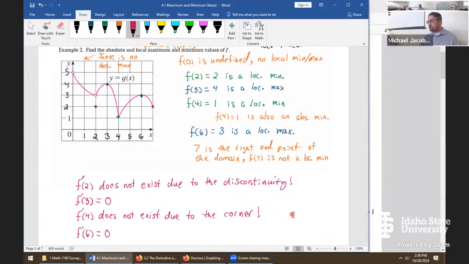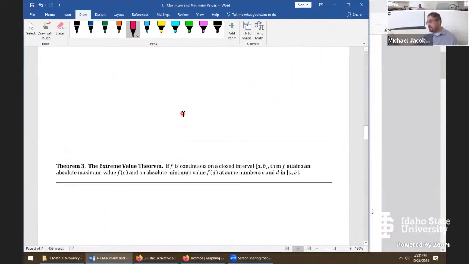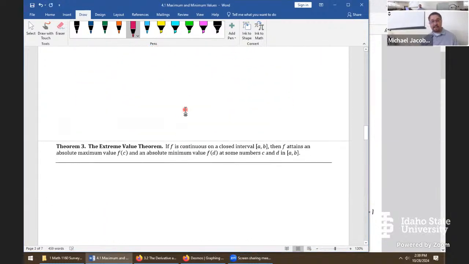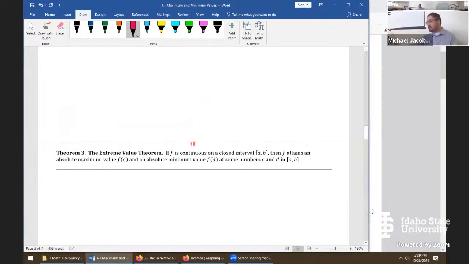Okay, so far we know lots of really weird things can happen to our graphs if we allow just any old graph to work for us. But this theorem says if we look for specific kinds of graphs where the function is continuous on a closed interval from a to b, then a lot of these weird issues we are seeing totally go away. So if we have continuity on a closed interval from a to b, then this extreme value theorem tells us f will attain its absolute maximum value f of c and its absolute minimum value f of d at some numbers c and d in that domain.